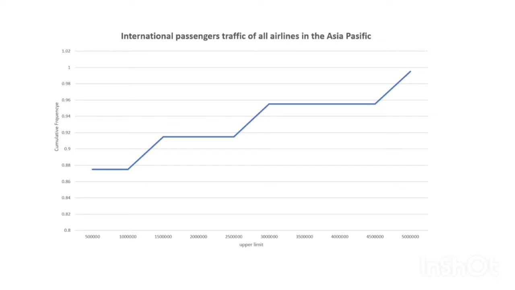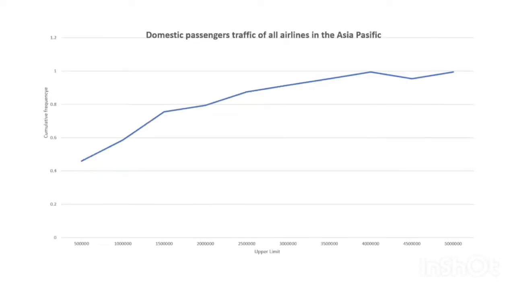The second part is showing an ogive graph where it has to be plotted based on the cumulative frequency for both airlines, which is domestic and also international airline. So this is the ogive graph for both international and also domestic airline. On the bottom part of it, it represents upper limit and the left axis is representing the cumulative frequency. Well, that's all for part 1.